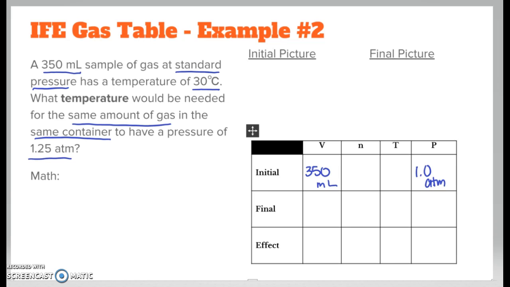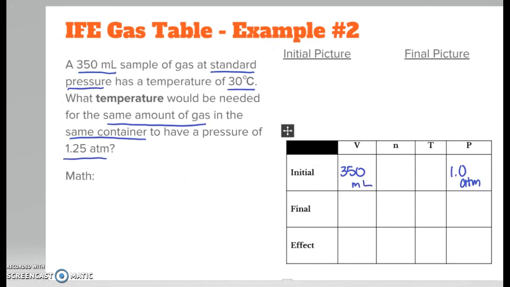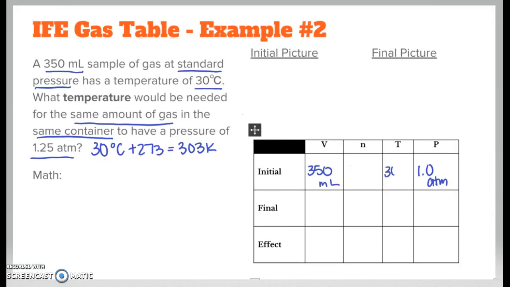Now, we need to make sure that we always use Kelvin temperature to describe temperature when we are using a math type problem for gas laws. So we need to take 30 degrees Celsius and add 273. The Kelvin temperature is 303 Kelvin. And 303 Kelvin for our temperature.